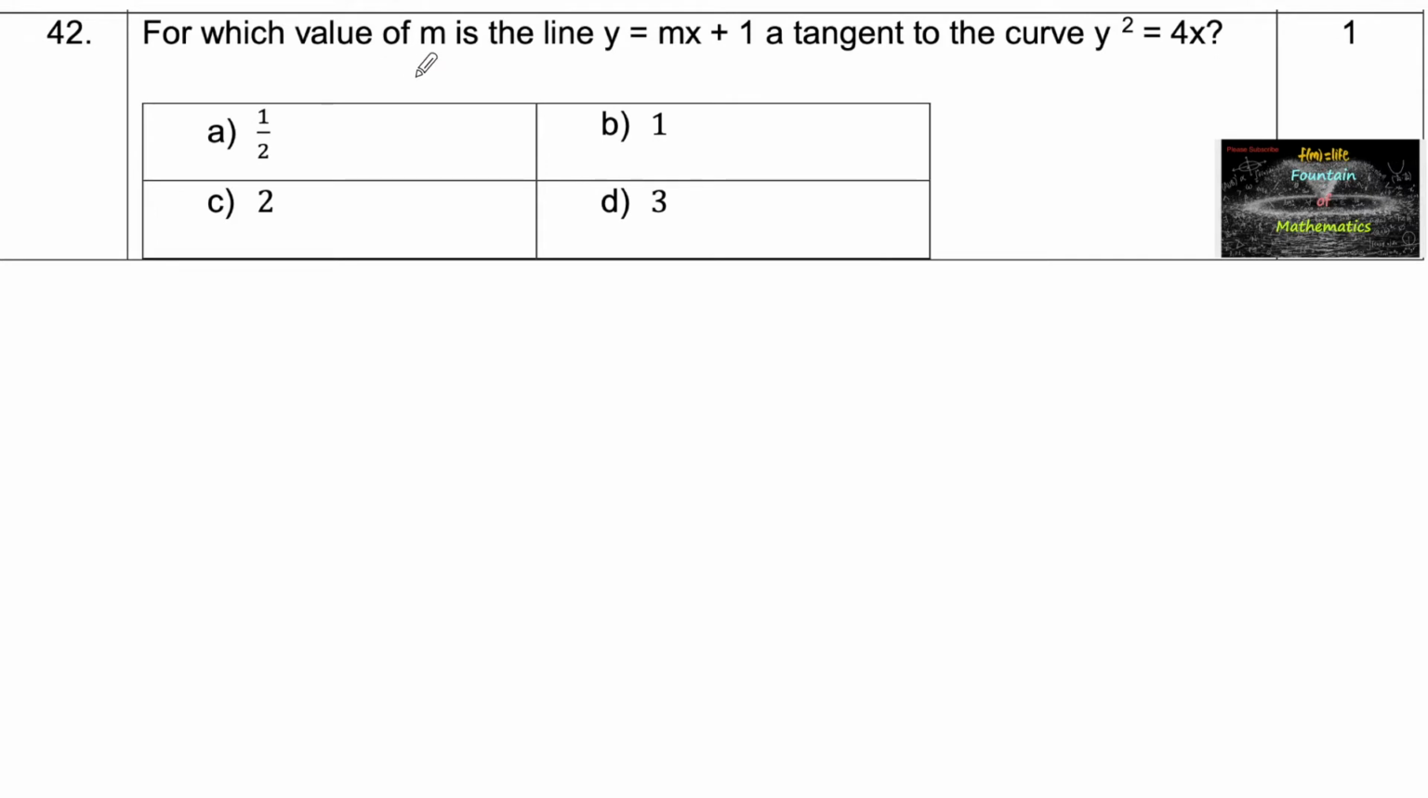For which value of m is the line y is equal to mx plus 1 a tangent to the curve y square is equal to 4x? So there is a curve y square is equal to 4x for which the tangent is y is equal to mx plus 1, which implies that it cuts the curve at one and only one point, means equal and real roots, we can say.